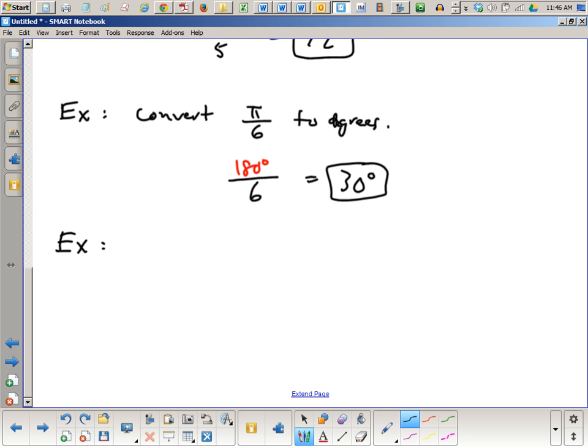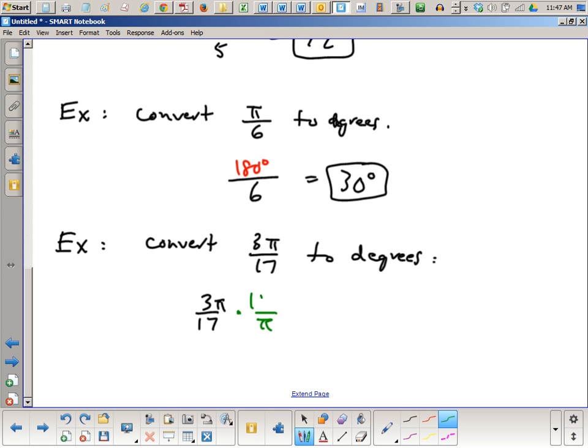Even if it's a tricky one like this one, convert 3 pi over 17 to degrees. Yeah, it looks trickier, but all it means is we're going to try to replace the pi with a 180. By the way, mathematically, when you replace pi with 180, it looks like this. You divide by pi to get rid of it, and you multiply by 180 to replace it. Just grab your calculator and multiply by 180 over pi, see?